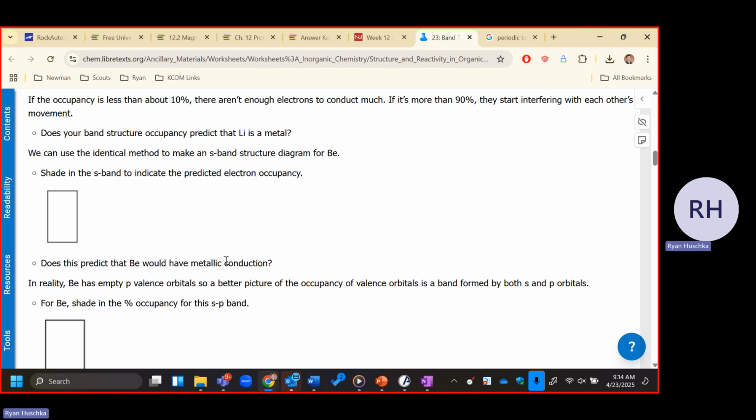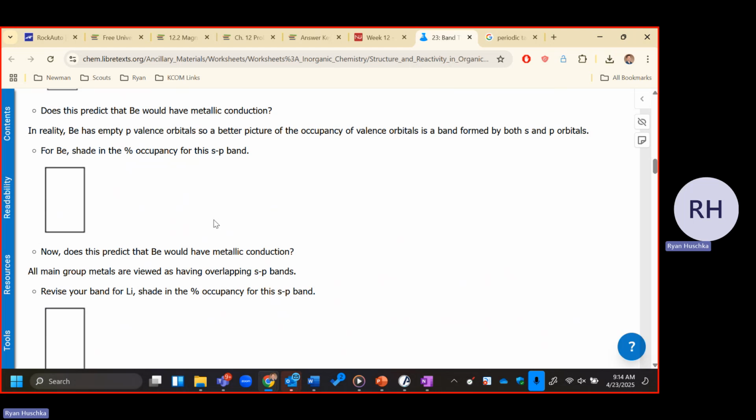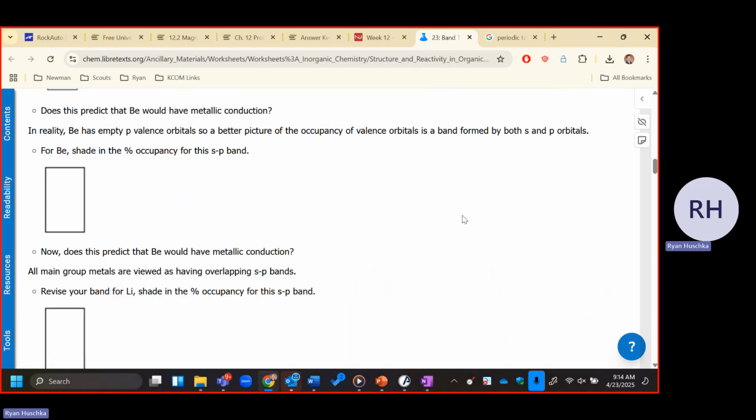So now we're going to look at the SP band, right? In other words, instead of your electrons just being able to fill S shells, you could fill SP shells. So shading the S band, we've already done that. It has empty P valence shells. So let's think about for an SP band, how many electrons could you fit?